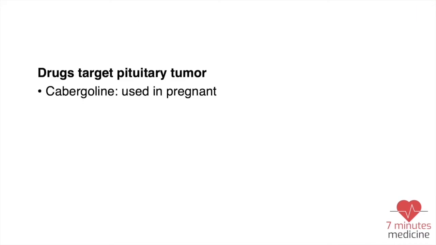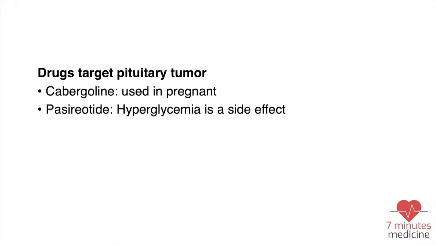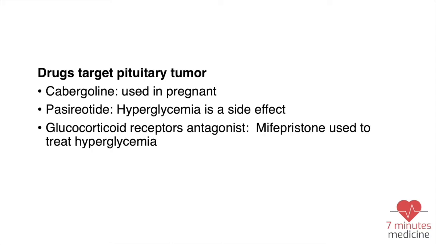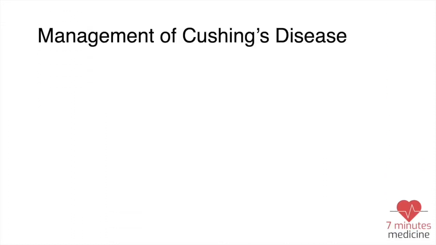So next, we're going to talk about the medications that target the pituitary gland. Cabergoline is the first medication and it can be used in pregnancy. Pasireotide is a medication that can be used and can cause hyperglycemia as a side effect. And the glucocorticoid receptor antagonist, mifepristone, can be used to treat hyperglycemia.